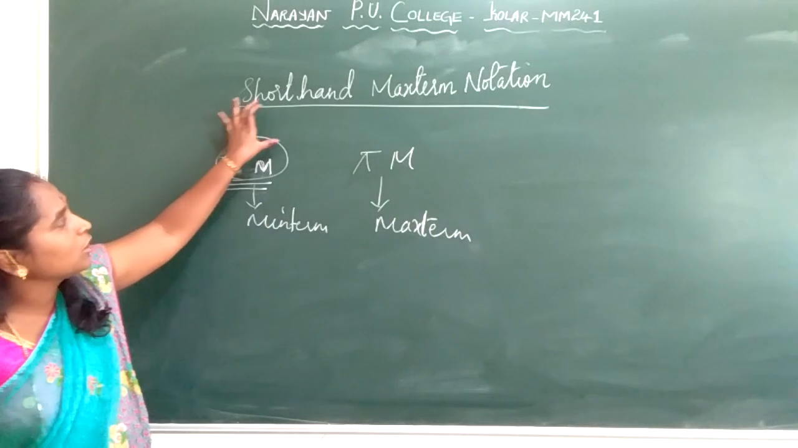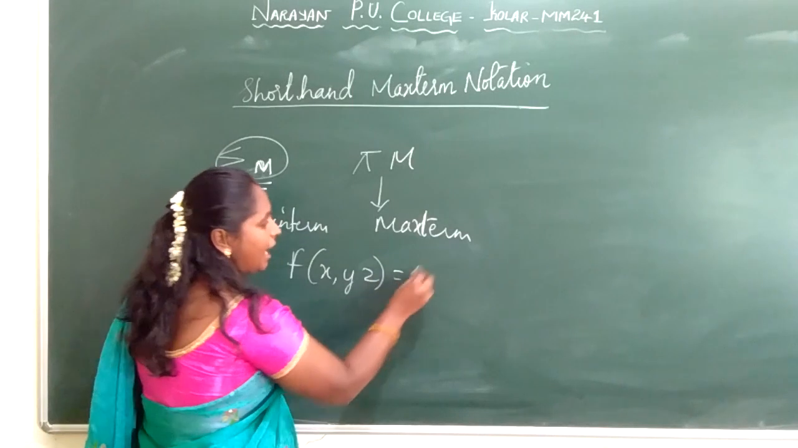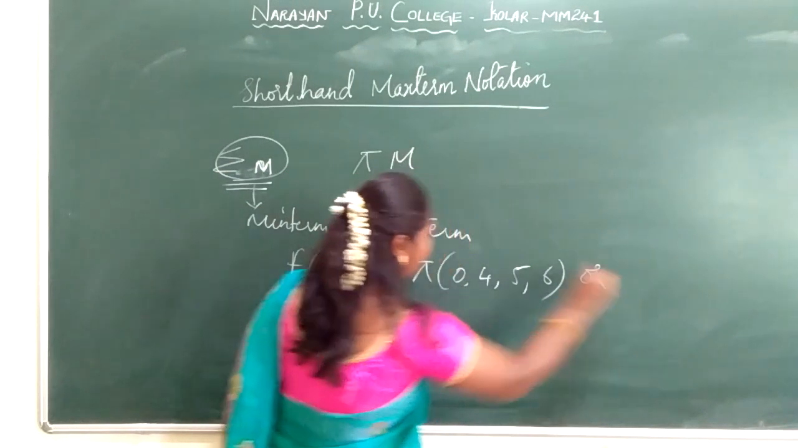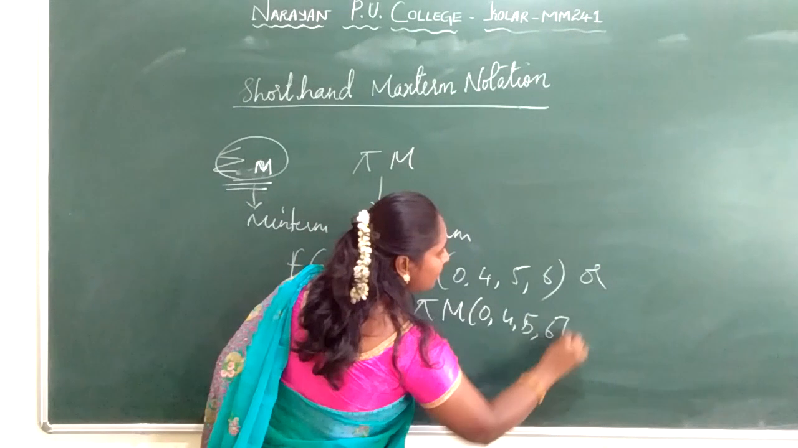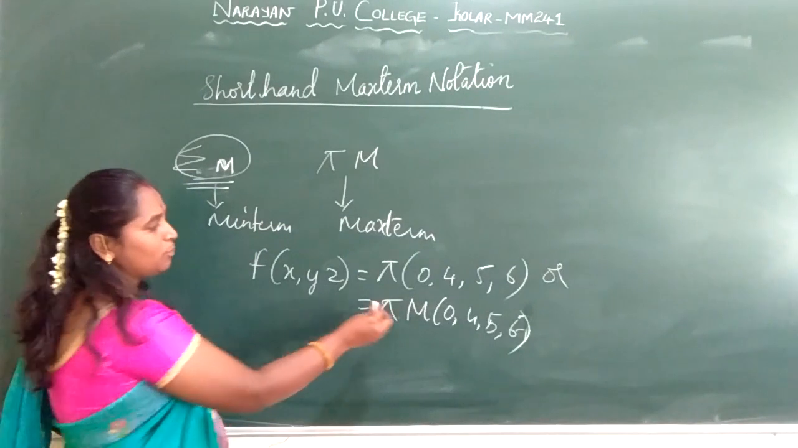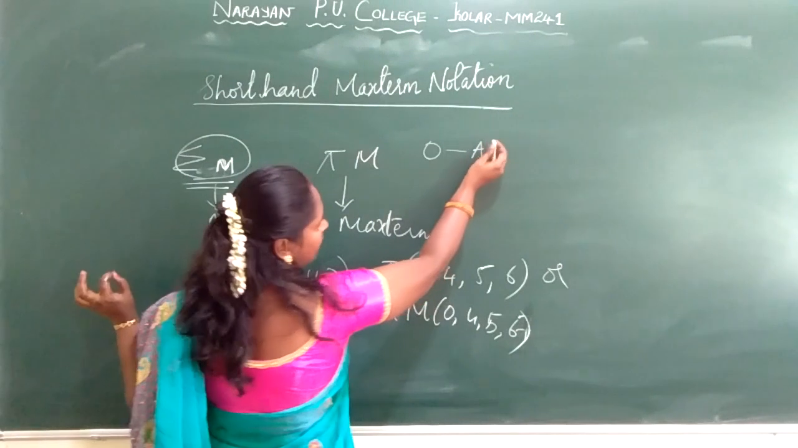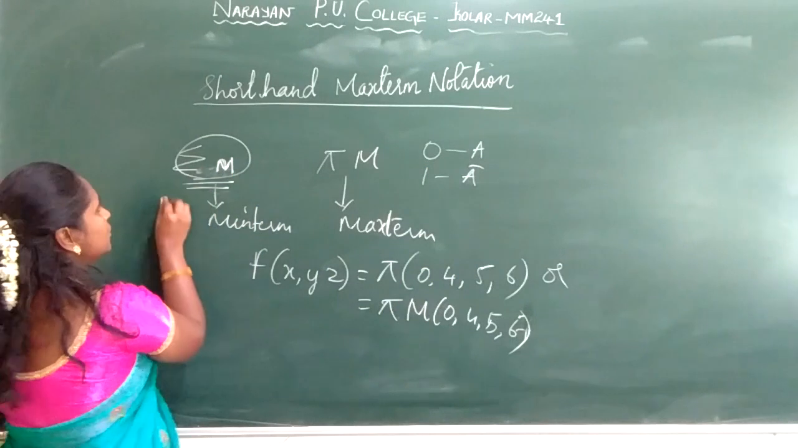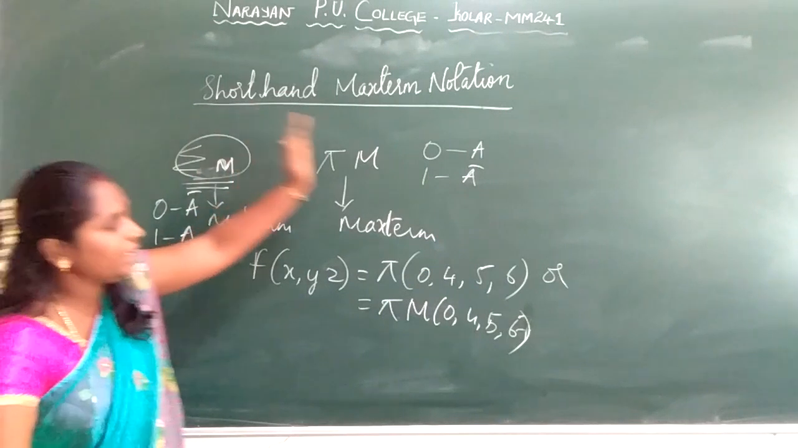So what is the shorthand representation of your max term? Suppose f of x, y, z is equal to pi of 0, 4, 5, 6, or in another way I can write it as pi of M 0, 4, 5, 6. I have to represent this in the form of shorthand notation. You people know that in your max term, 0 means it is without complement, as it is, and 1 means with the complement. In your min term, 0 means its complement, 1 means uncomplemented. That is the difference between your min term and max term.